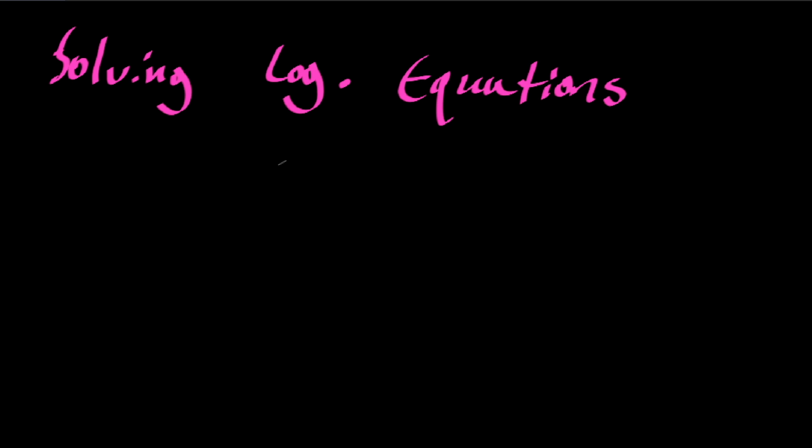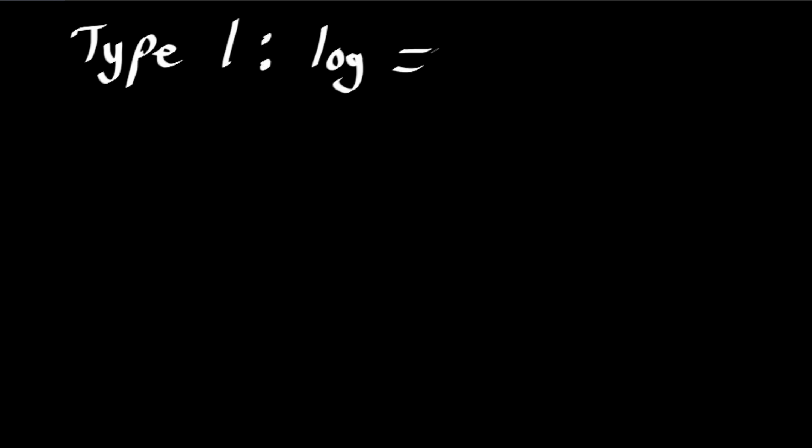Now, solving logarithmic equations, the first thing we have to understand is there are two types of equations that you're going to deal with when you're doing a logarithmic equation. So let's start with type 1. Type 1 is when you have a logarithm equal to a logarithm. So essentially you have a logarithm on both sides.